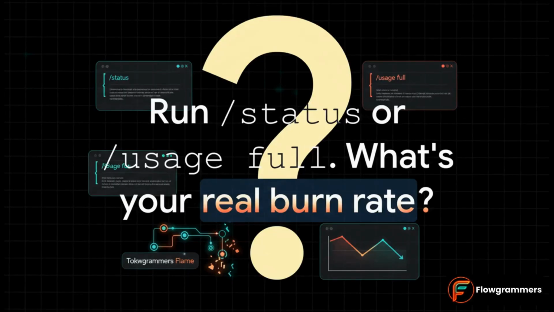And that brings us to the end. I'm going to leave you with a final thought and a little call to action. Right now, go to your OpenClaw terminal and run the /status or /usageFull command. Go find out what your real live token burn rate actually is. The numbers might shock you, but the good news is you now have the exact tools you need to fix it.